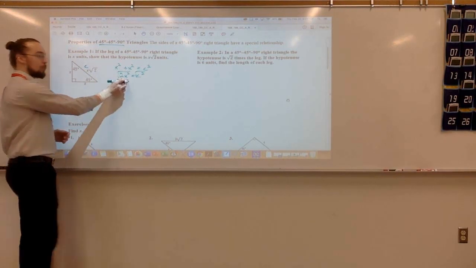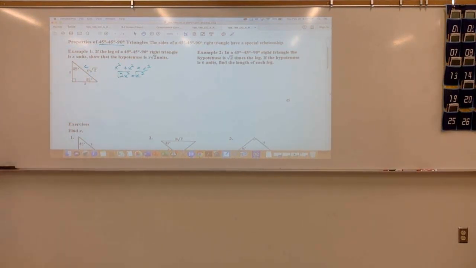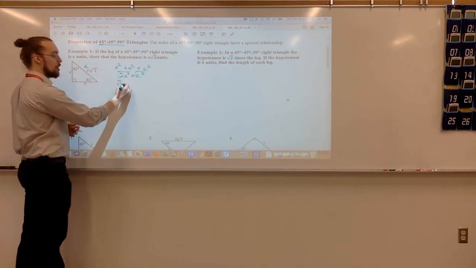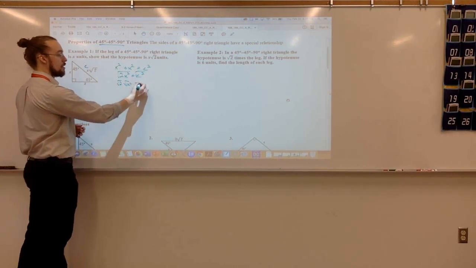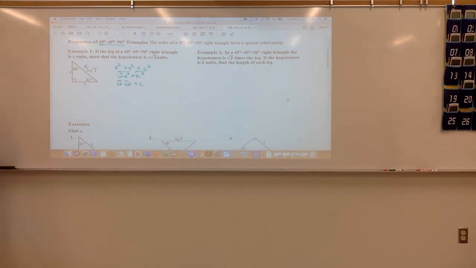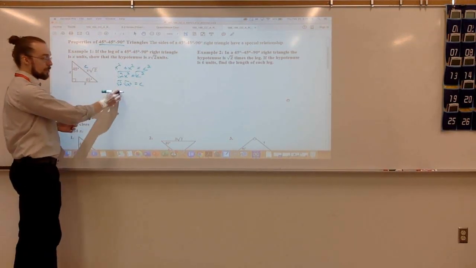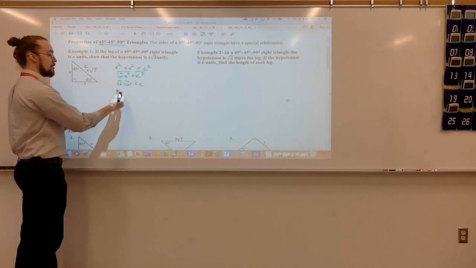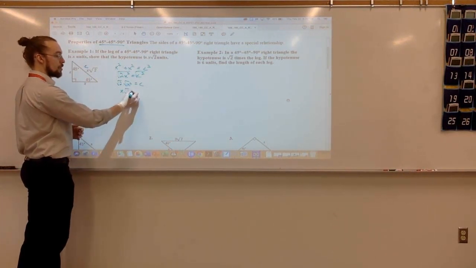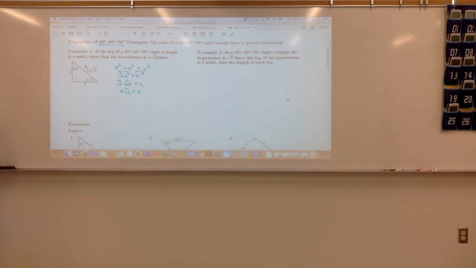When I take the square root of something like this that has multiple terms in it, I take the square root of each piece separately. So this would just become the square root of 2 times the square root of x squared. And the square root of x squared, something we've talked about, a square and a square root cancel each other out. So this just becomes x. So we would have the square root of 2 times x, or since it's multiplication, we can rearrange the order and just write it as x times the square root of 2. So this relationship will hold for every 45, 45, 90 triangle.